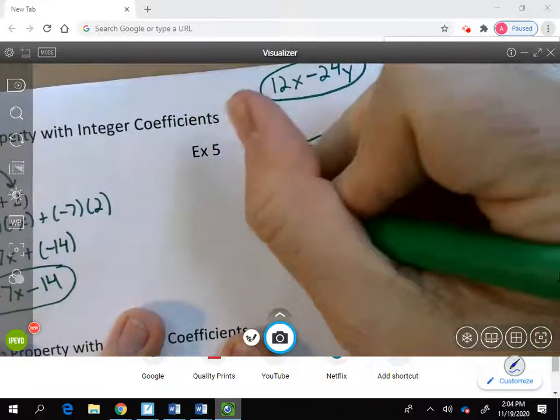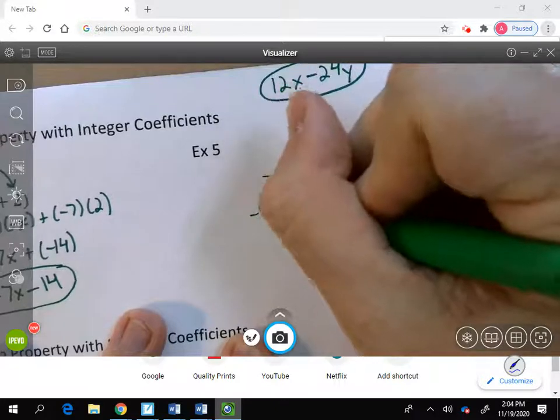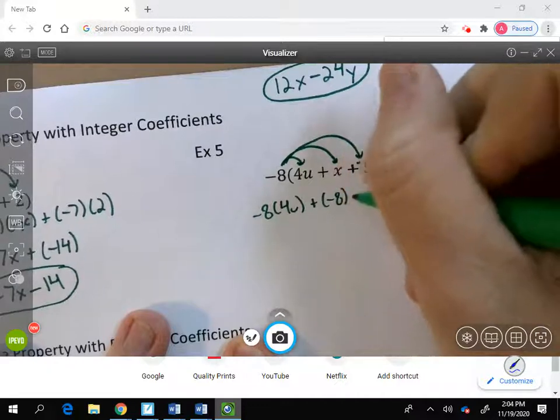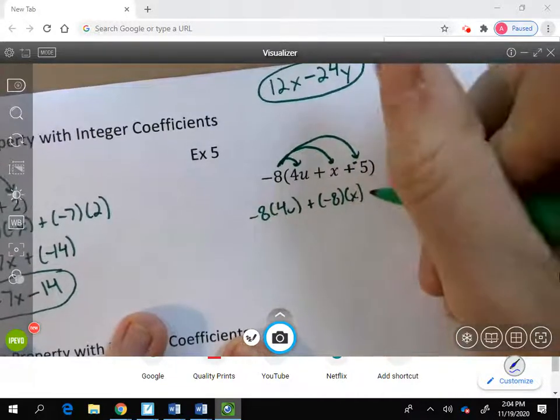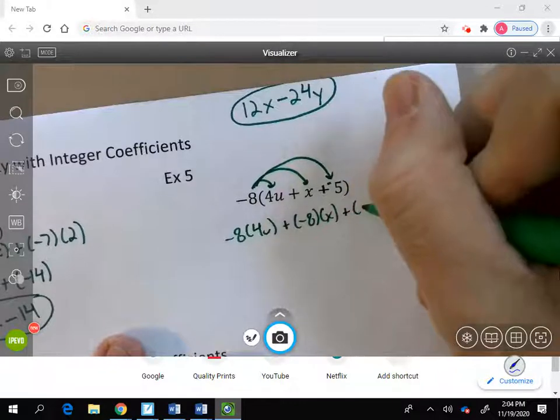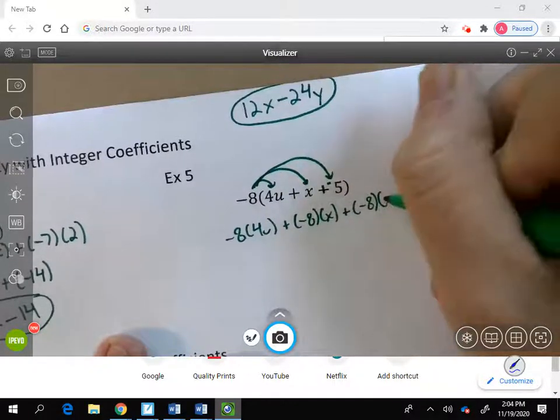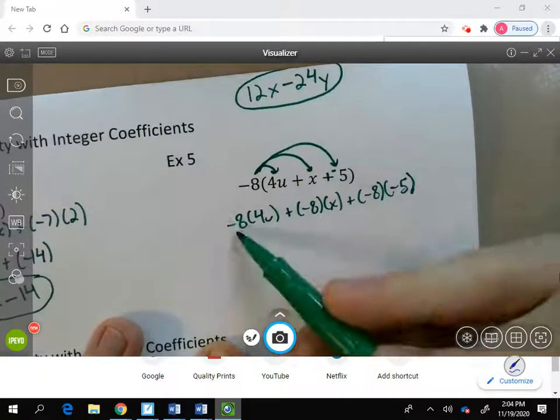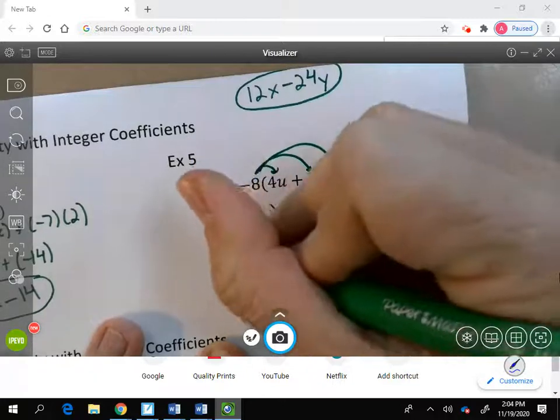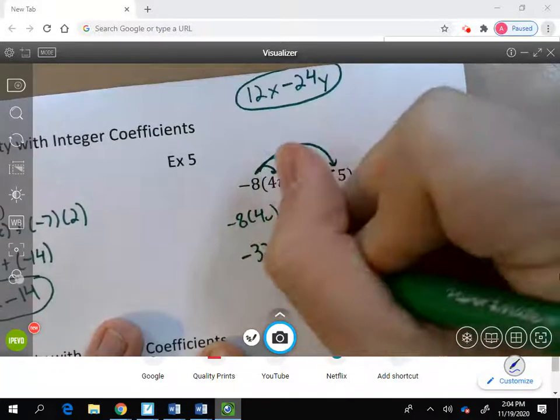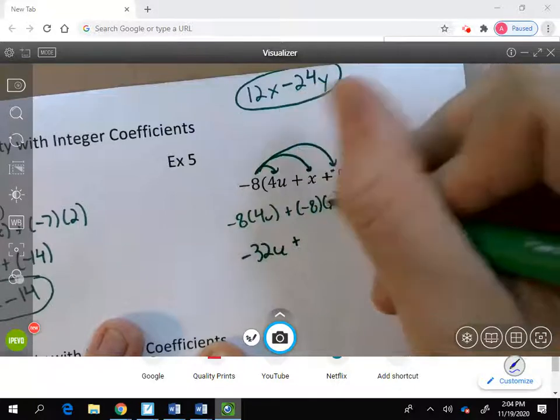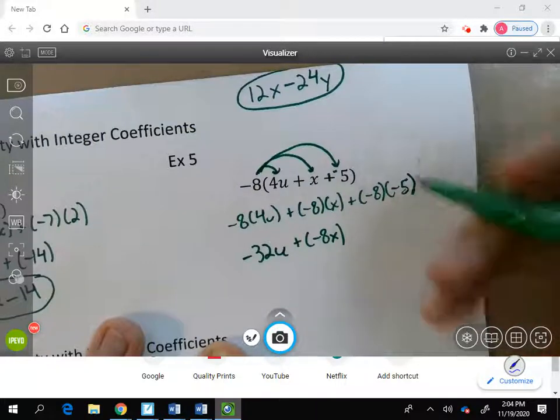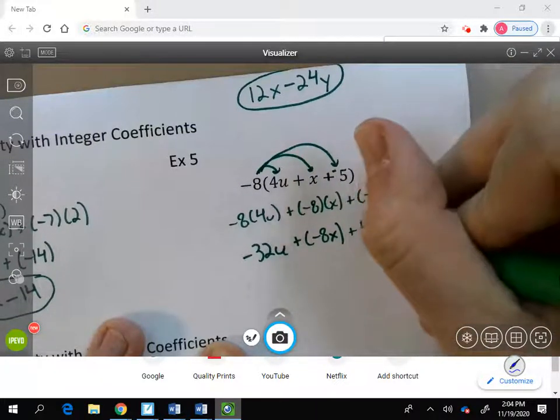I'm going to show you it's negative 8 times 4u plus a negative 8 times x plus a negative 8 times a negative 5. And we can just simplify that. Negative 8 times 4u is just negative 32u, plus negative 8 times x is just going to be a negative 8x. And negative 8 times a negative 5 is going to be a positive 40.